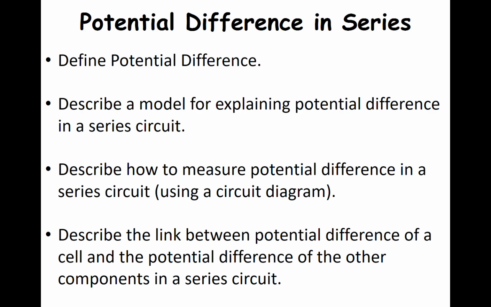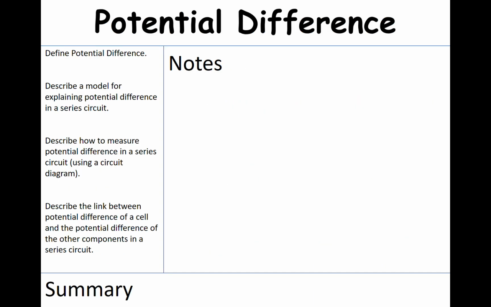We should be able to define potential difference, describe a model for explaining potential difference in a series circuit, describe how to measure potential difference in a series circuit using a circuit diagram, and describe the link between potential difference of a cell and the potential difference of the other components in a series circuit. So we should write our notes in the Cornell note-taking system.